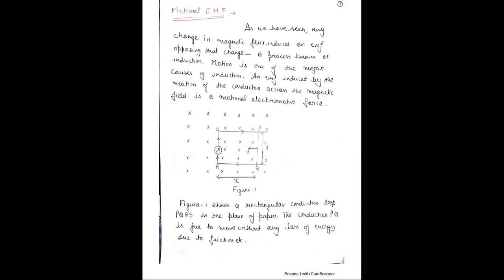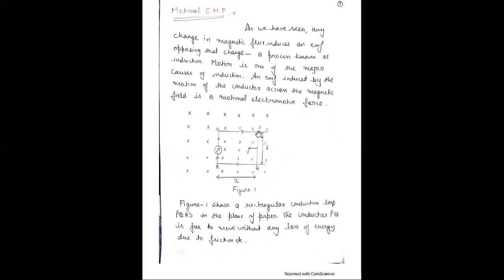Here, this is a rectangular conductor loop PQRS. In the plane of paper, the conductor PQ is free to move without any loss of energy due to friction. The crosses represent a uniform magnetic field which is perpendicular to the plane of paper and directed inwards. Let the conductor PQ be moved towards the left with a constant velocity v.